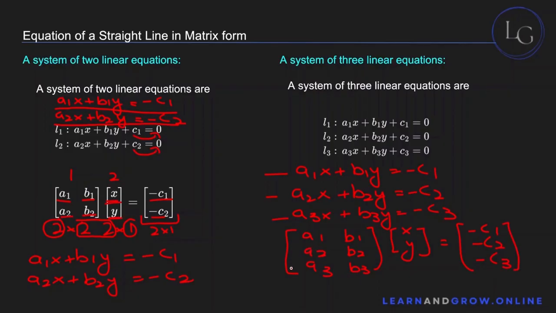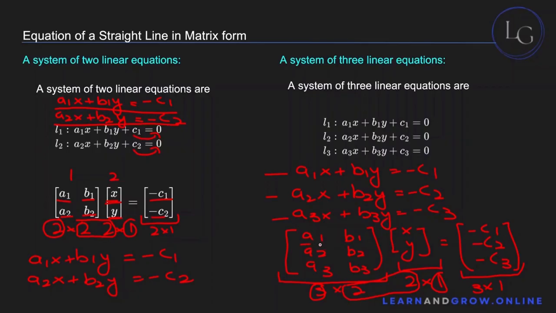Now, as you can see, this matrix is of the order 3 cross 2. This matrix is of the order 2 cross 1, right? And they can be multiplied indeed, as the columns of matrix 1 is equal to the rows of matrix 2, and the resultant matrix must be a 3 cross 1 matrix, and that is indeed what we have over here, a 3 cross 1 matrix containing the constants.